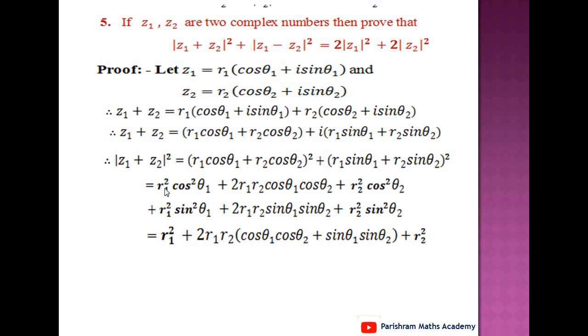Now, from these two terms we can take r1 square as common, in bracket cos square theta 1 plus sin square theta 1, but its value is 1, and therefore the addition of these two terms is simply r1 square. From the middle two terms we can take 2 times r1 r2 as common, in bracket cos theta 1 cos theta 2 plus sin theta 1 sin theta 2. From the last two we can take r2 square as common, in bracket cos square theta 2 plus sin square theta 2, its value is also 1, therefore the last term is r2 square, and therefore mod of z1 plus z2 square equals r1 square plus 2 times r1 r2.